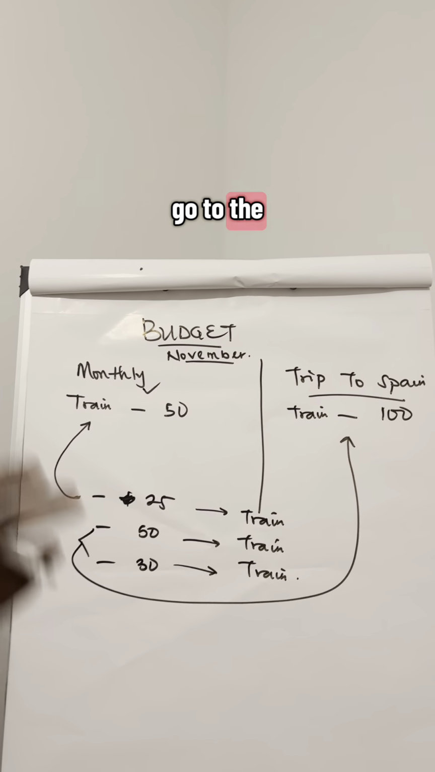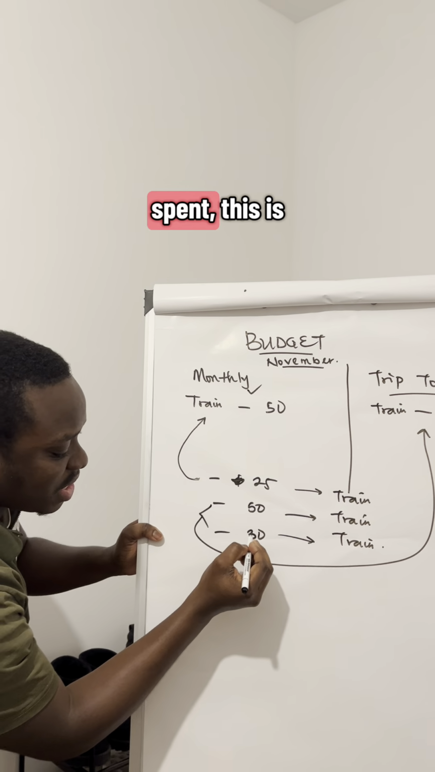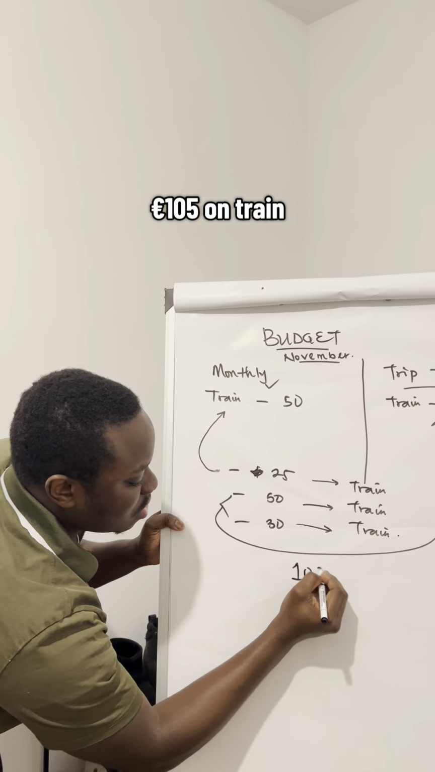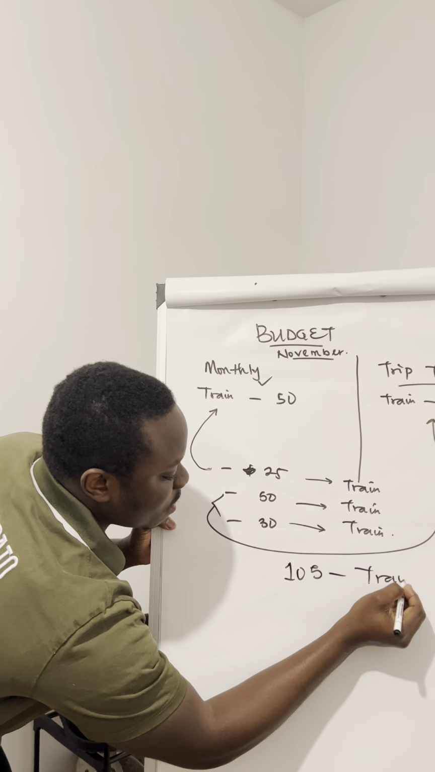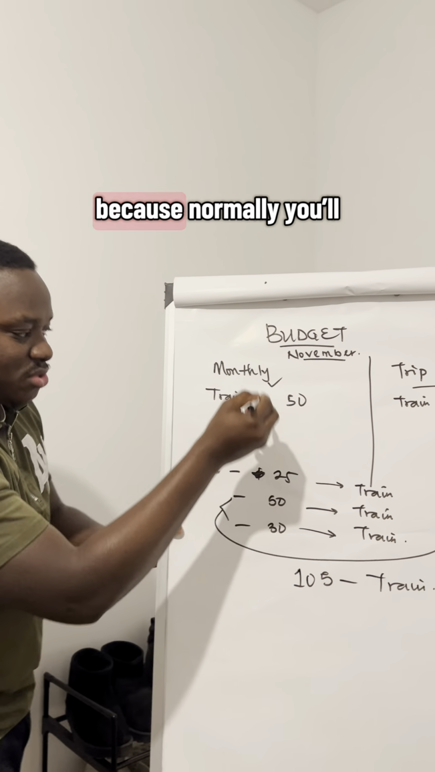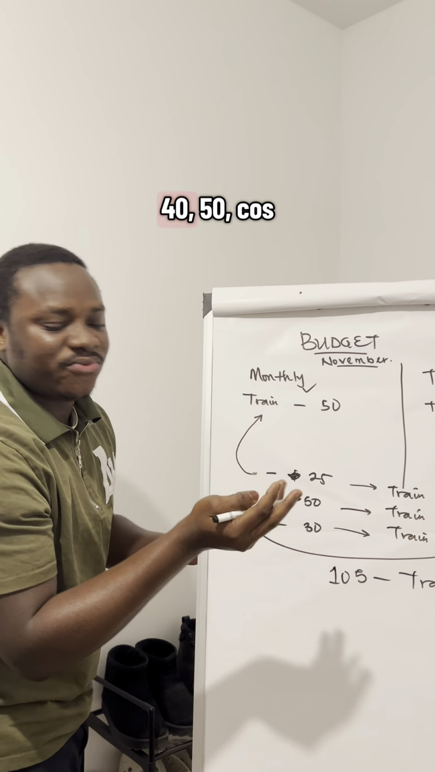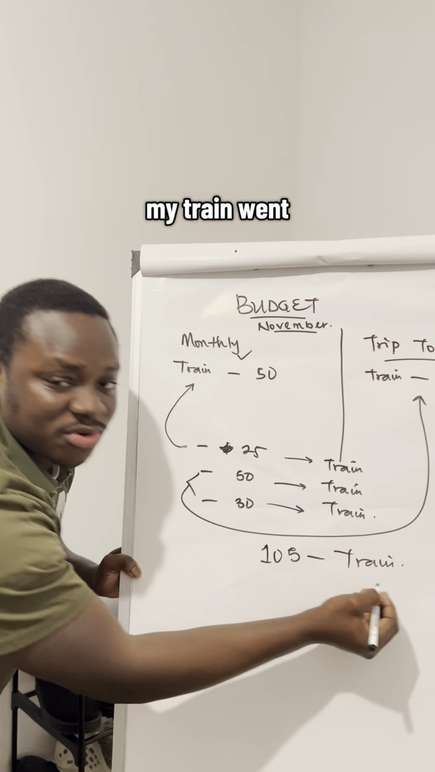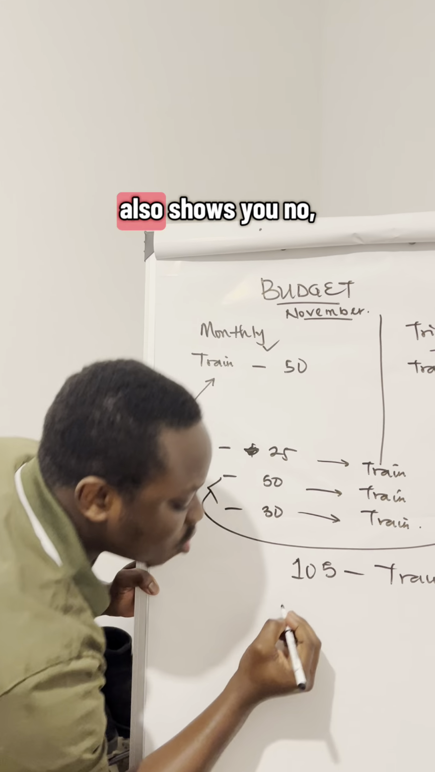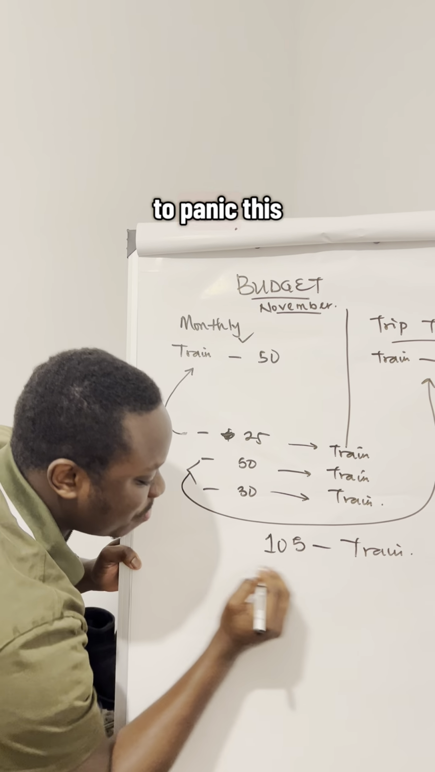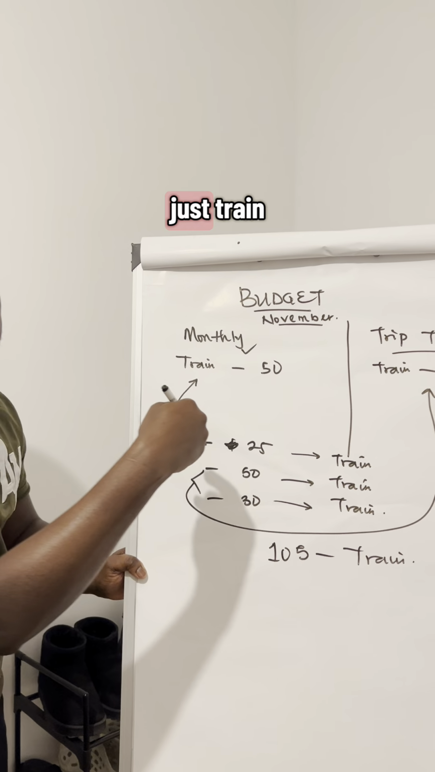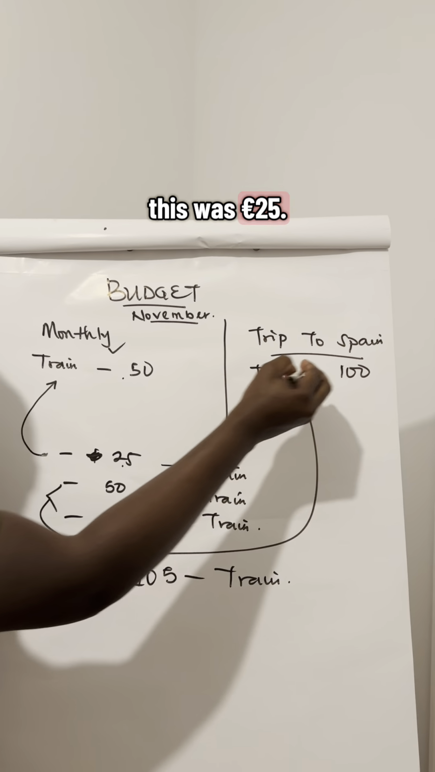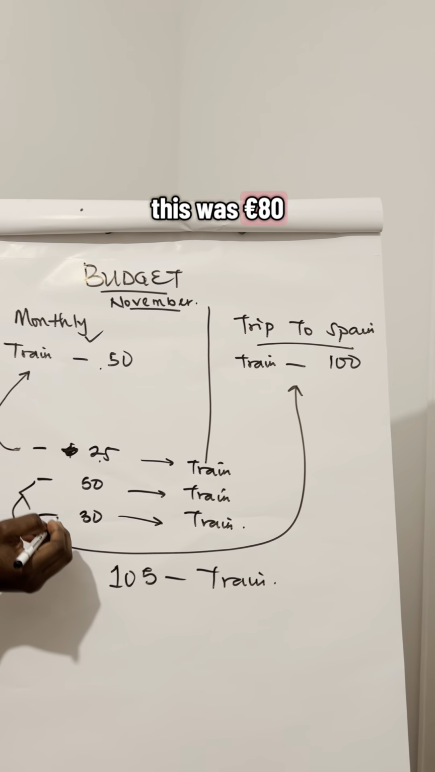Now, when you go to the reports, it shows you that you spent 105 euros on train. Rather than panicking, because normally you will spend around 30, 40, 50, because this was your budget, and saying, oh, my train went up drastically, it also shows you, no, you don't need to panic. This train was not just train. This was your monthly budget, so this was 25 euros. This was your trip to Spain. This was 80 euros.